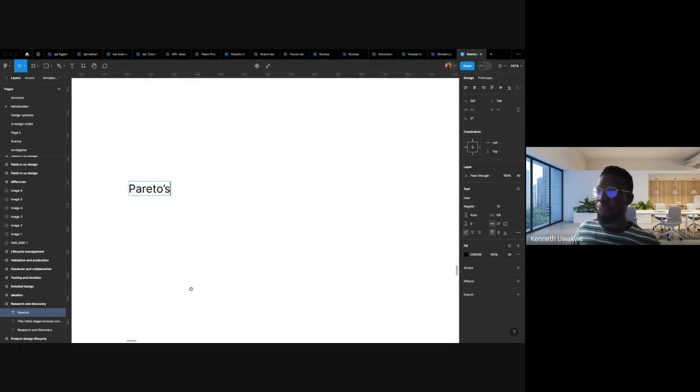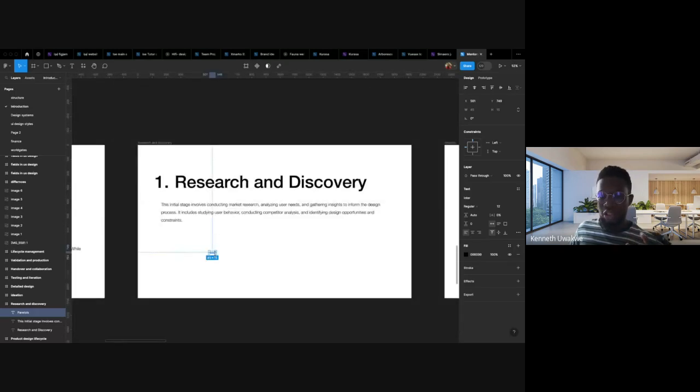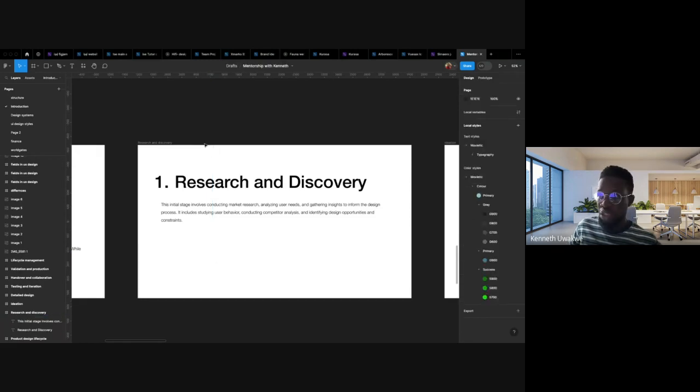Pareto's principle is also called the 80-20 principle. I'm trying to relate Pareto's principle to design. You will build a solution for 20% of your audience, which most likely will be your niche users. 20% of users are going to be your niche users, but you have to make sure that you satisfy their needs 80%.